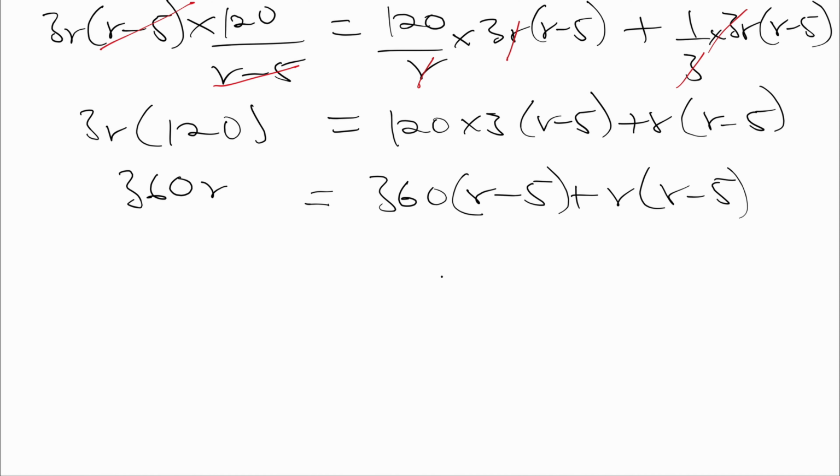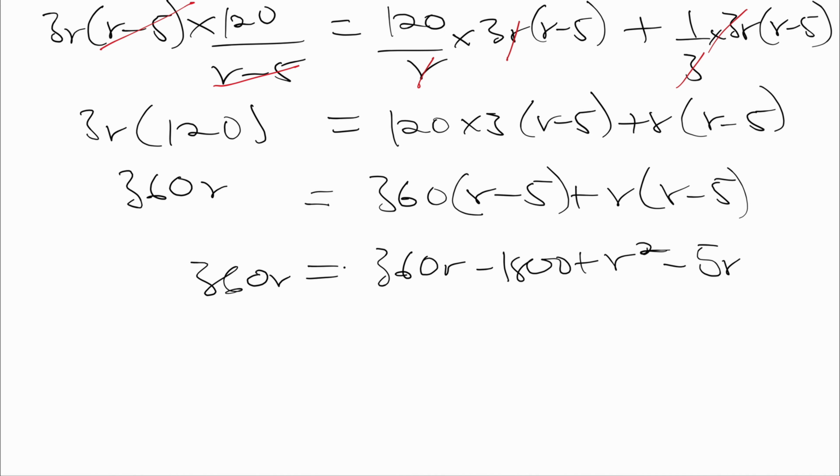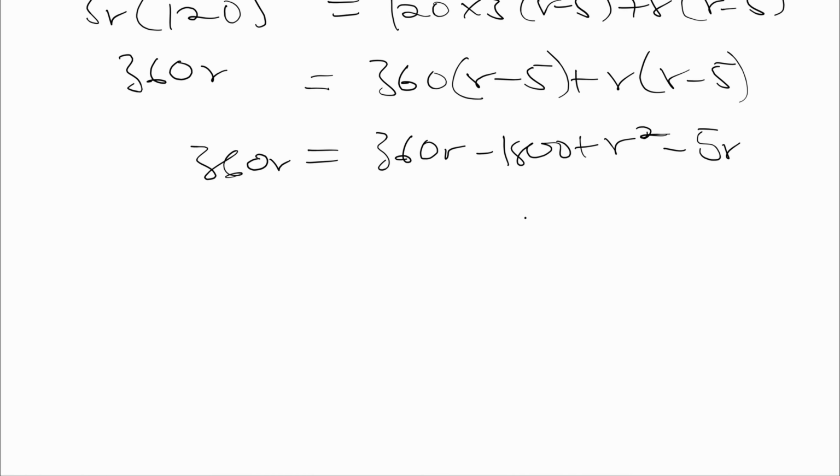So when we expand to remove brackets, you have 360R minus 360 times 5, we have 1,800, plus R squared minus 5R. This is equal to 360R. So when we group like terms, we have 360R minus 1,800 plus R squared minus 5R.